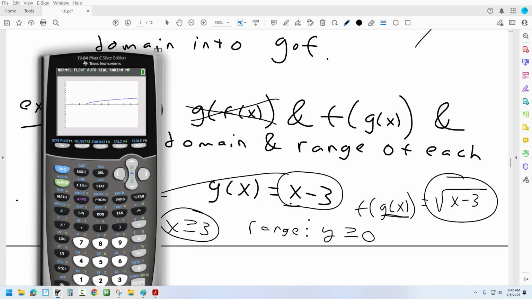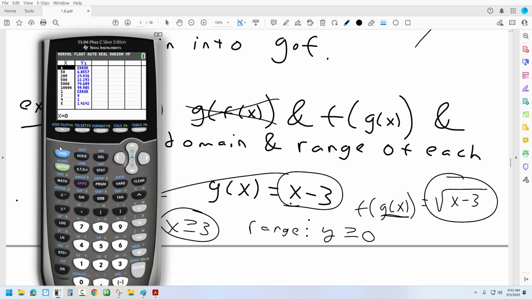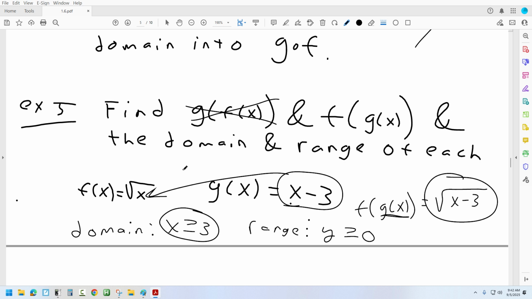So the range is really helpful to figure it out. If you're not sure, well, does this curve keep going higher and higher? Go to your table and just try numbers. If you plug in 500, you're at a y value of 22. 10,000, you're at 99.9. If you go to 50,000, you're at 223. So it just looks like it's going higher and higher. It's not leveling off and stopping. And square root functions never do.